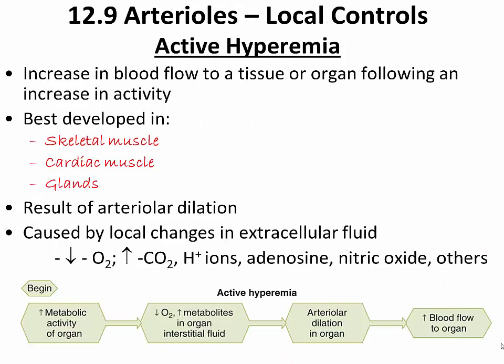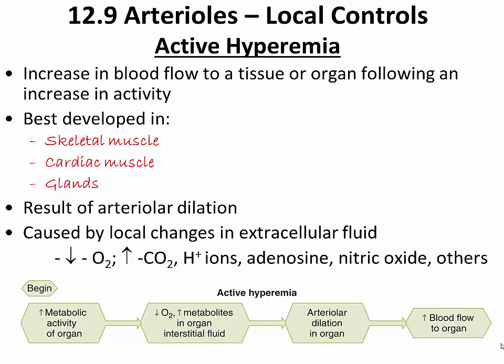We now want to spend some time talking about the factors that control vasoconstriction and vasodilation in arterioles. We said we divide these factors up into two categories: local controls and extrinsic controls. We'll talk first about local controls, and we have three different local controls that determine vasoconstriction and vasodilation in arteriolar smooth muscle. So the first one that we'll talk about is referred to as active hyperemia.